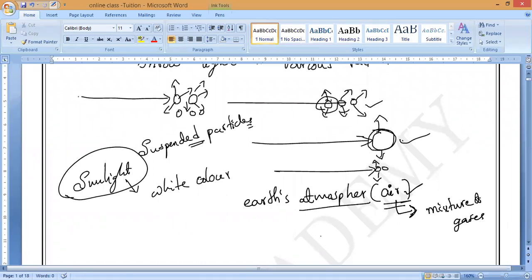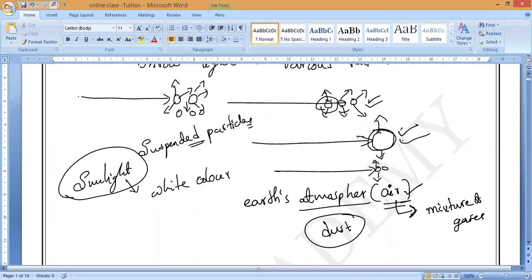As we know, it contains even suspended particles like dust particles. So based upon the type of dust particles present in the atmosphere, the scattering of light will vary. It may be big particles that are suspended, or maybe small particles.